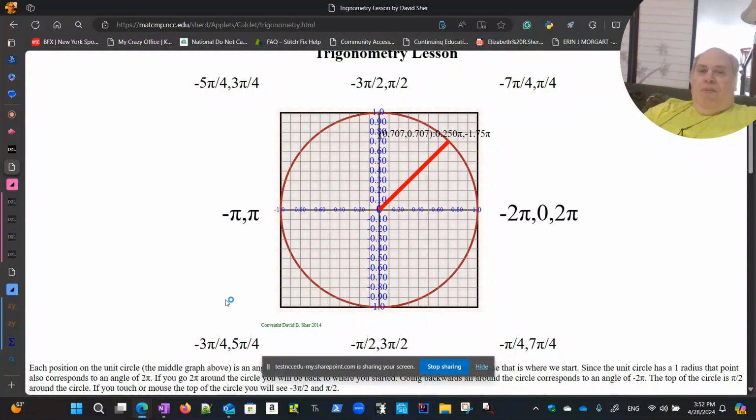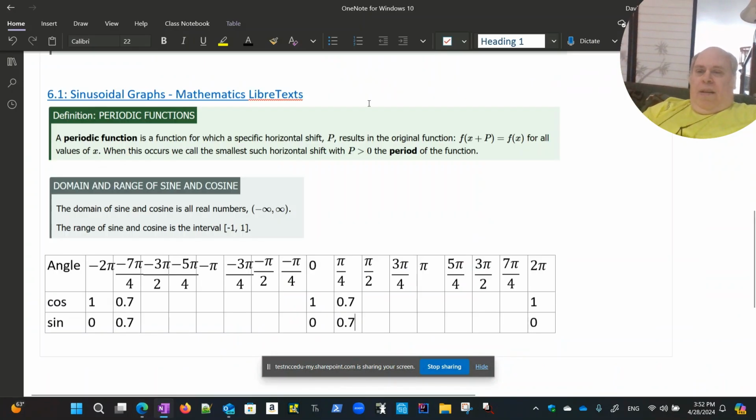Now at minus 3 pi over 2, minus 6 quarters of a pi, and also at pi over 2, we're at (0, 1). So the cosine is 0 and the sine is 1 as we go around the quarter. And that's happening over here at pi over 2 as well, (0, 1).